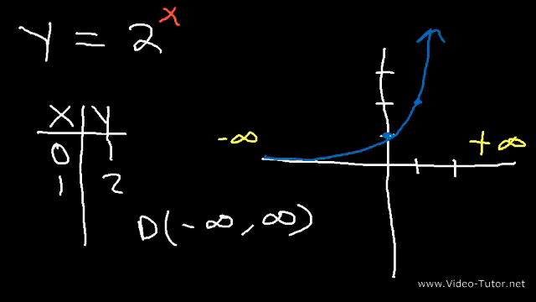Now what about the range? The range is the y values that the function can have. The lowest y value is 0. It starts from the horizontal asymptote. The highest y value, it goes up to infinity. So it's from 0 to infinity, but it does not include 0. There's no value of x that you can plug in that will make y equal to 0. So this is the range.